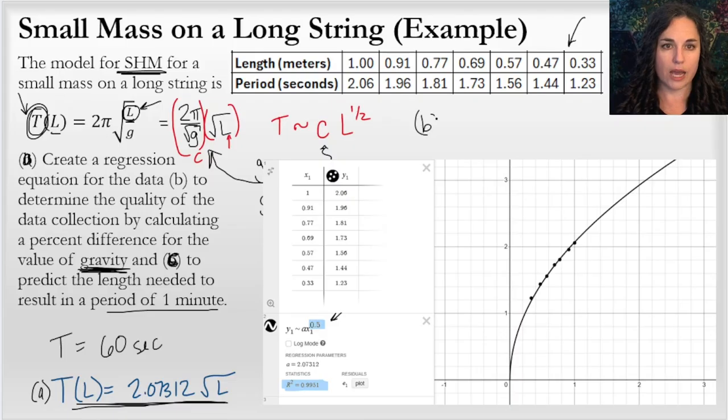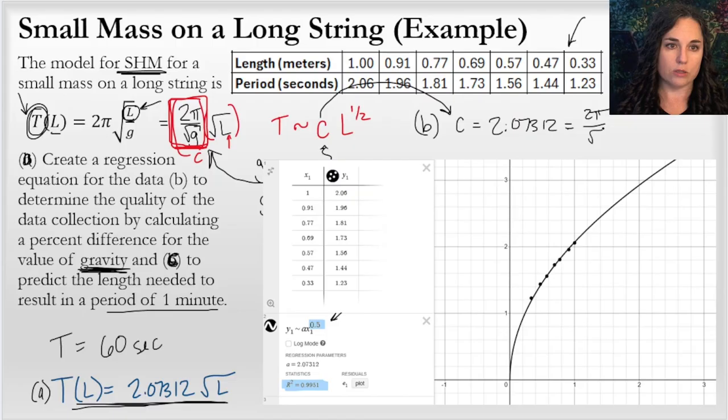Part B has us say that whatever that constant is in our regression model, that's going to be equal to the stuff that I'm putting in the red box. All of this stuff that I mentioned earlier that is a constant value. So what we're going to say that constant is 2.07312. That has to equal 2 pi divided by the square root of g. So if I solve for g in here, g equals 2 pi divided by 2.07312. And then to isolate g, I have to square it in order to get rid of the square root.